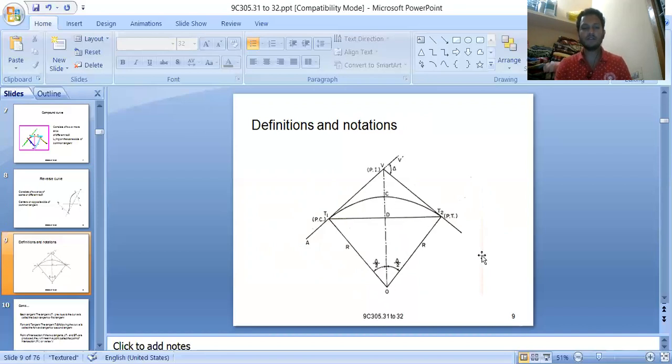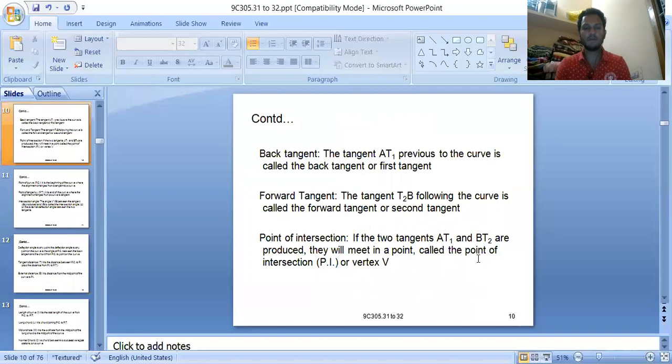These are the different notations, and we will understand very clearly while doing the problems. So here some of the definitions are given. We have to go through these definitions for better understanding.